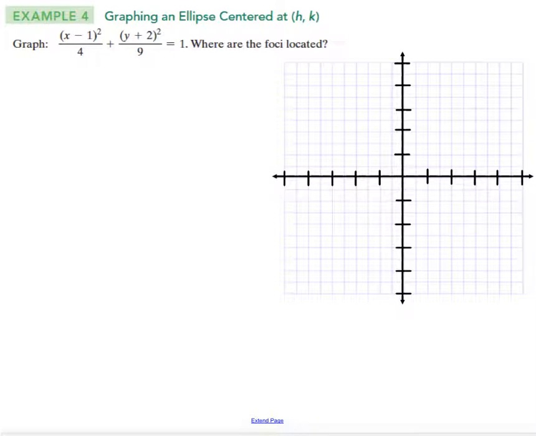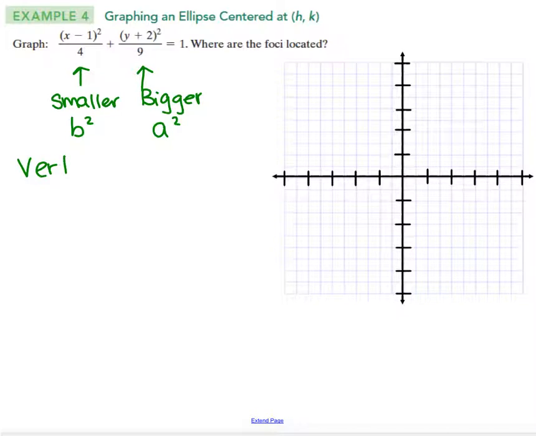All right. Let's go ahead and practice it with this example here. So we have this equation in standard form, and we want to graph it and identify the foci. What I recommend you do is look at the denominator first. See if you're going to have a horizontal or vertical ellipse. So this is my smaller number, which is always your B. This is your bigger number. The bigger number is always your A. So that is your A squared and your B squared. Since my smaller number is first, I'm going to have a vertical major axis line.